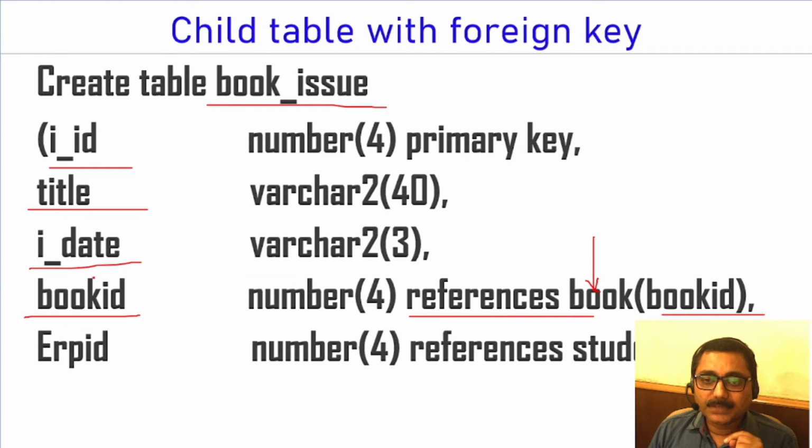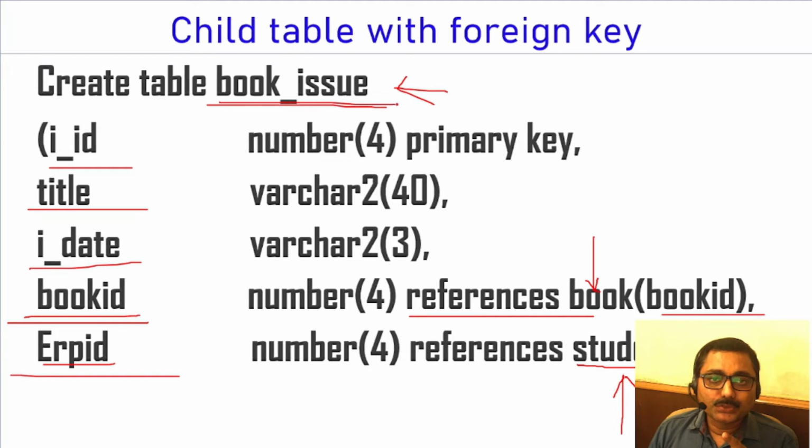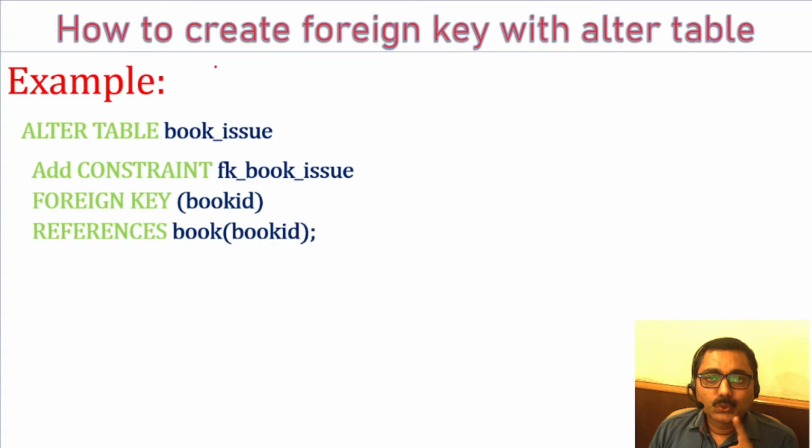Here the book table is a master table and book issue is the child table. The second foreign key for the book issue table is ERP ID, which is going to refer to ERP ID of the student table. So the book and student tables here are called master tables, and book ID and ERP ID in the book issue table are called foreign keys, right? So this was addition of a foreign key with the help of the create table command.